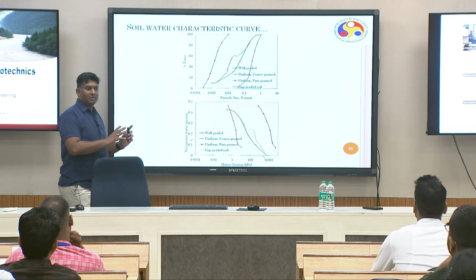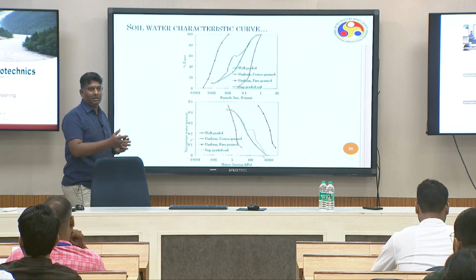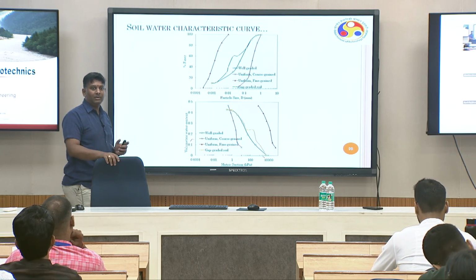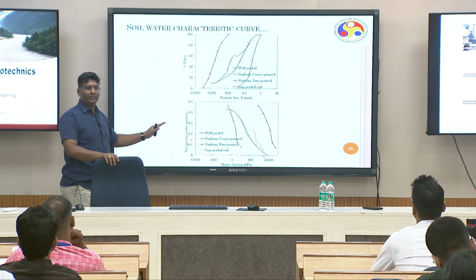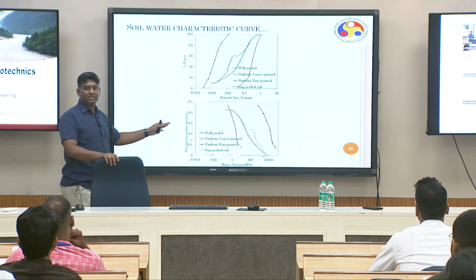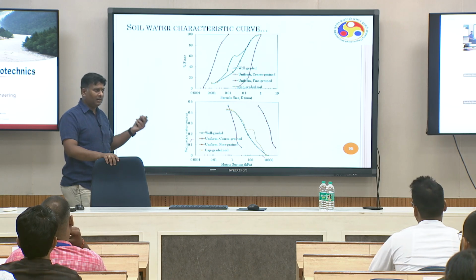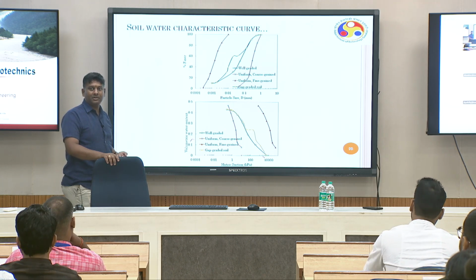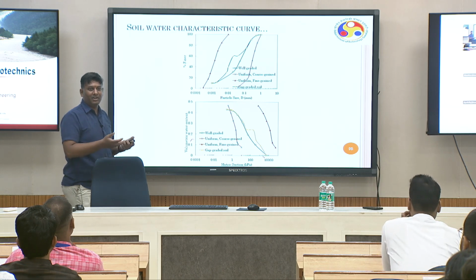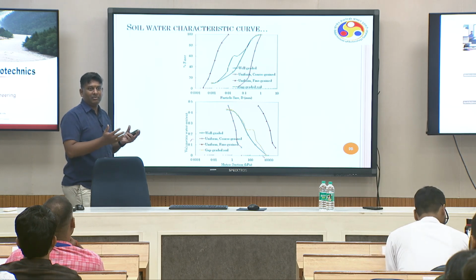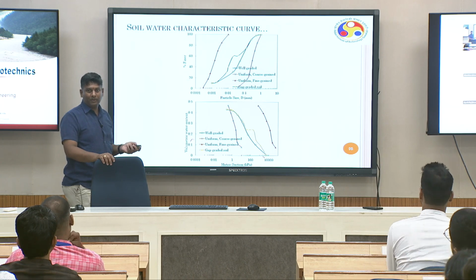So there's a beautiful relationship between particle size distribution and soil water characteristic curve. There are a number of assumptions made in this, right? Still, a very good qualitative representation of the SWCC is possible. There are a number of models developed even after this. But this is the first of its kind where a relation between these two has been drawn, right?